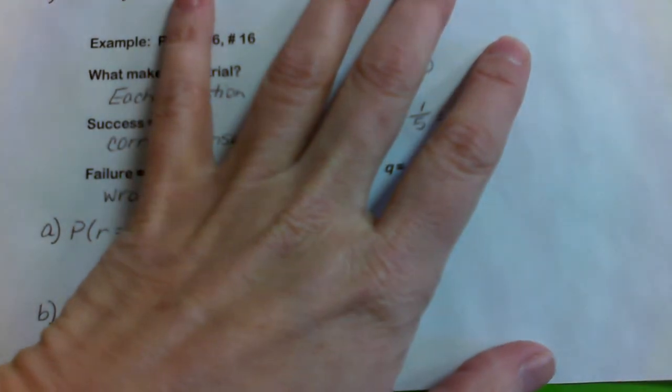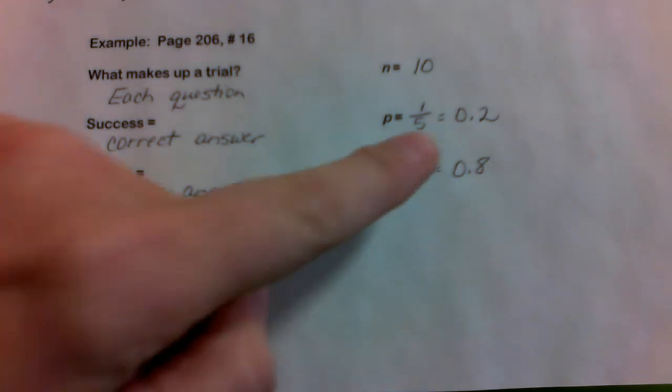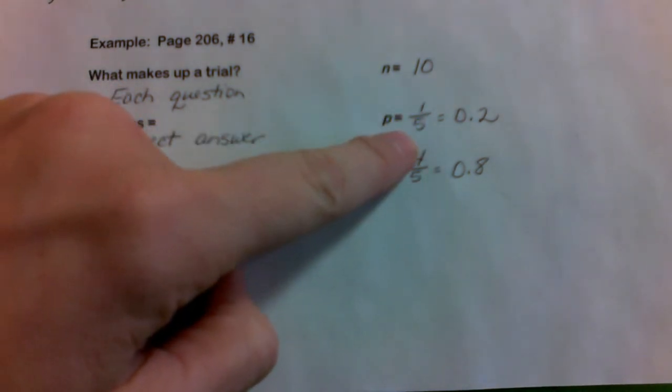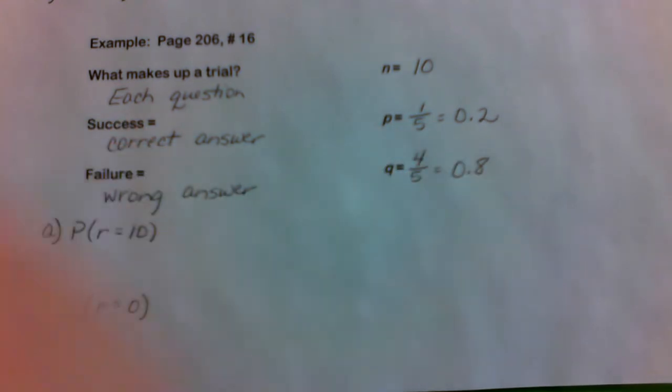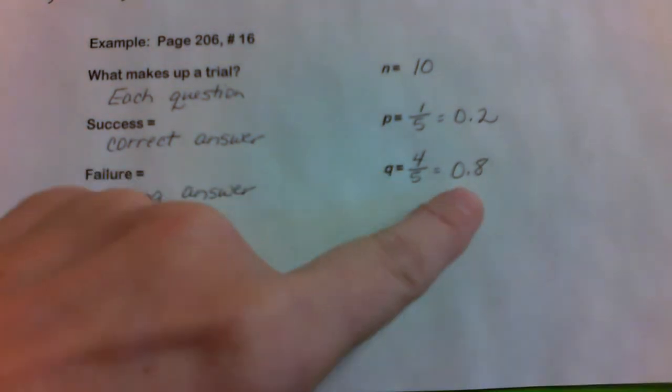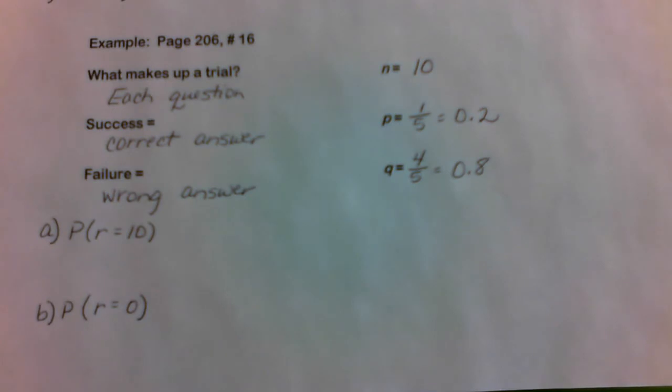So there's 5 possible answers, let's say A, B, C, D, or E. Only 1 of those is correct, so only 1 of the 5 possible answers is correct, which is where I get 1/5 or 0.2. So failure is a wrong answer, and there's 4 of the 5 that are wrong, so 4/5, which is 0.8, and again, these are complements, so those add up to 1.